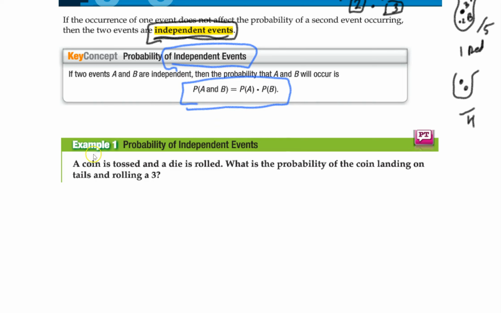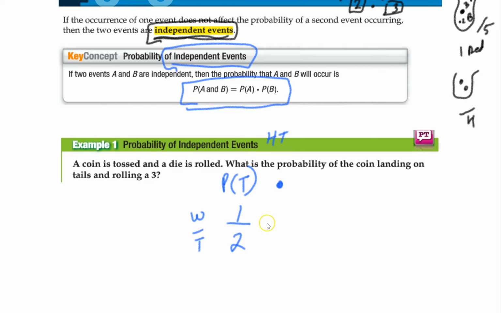So like here, a coin is tossed and a die is rolled. What's the probability of the coin landing on tails and rolling a 3? So we want the probability of getting tails. When you toss the coin, there's only 2 choices, heads or tails. So remember our general rule is 1 over total. We have 2 total choices and I want tails, there's only one of those, so that's 1/2. The odds of getting tails when you flip a coin is 1/2.